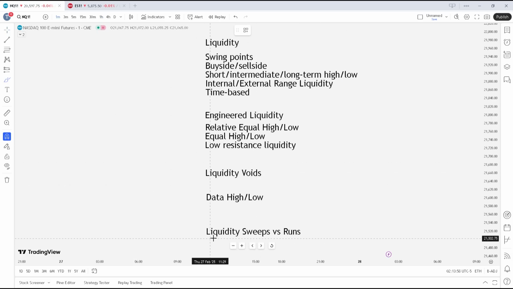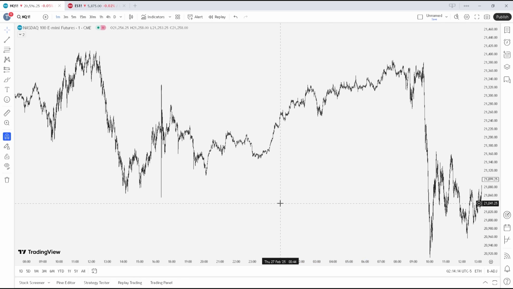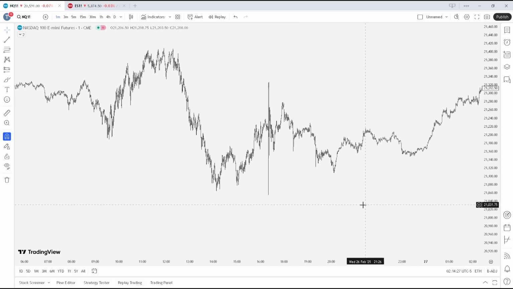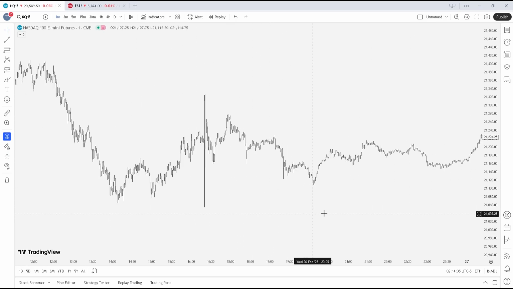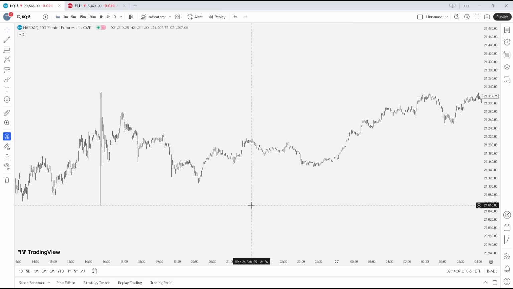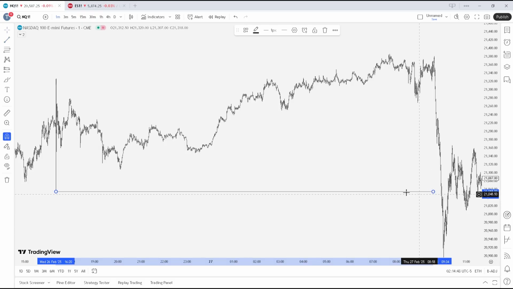All right, before we move on to liquidity sweeps and runs, I just wanted to mention data highs and lows, because these are also very important liquidity pools that you can use. Data highs and lows are basically if you have a high impact news event and it creates large wicks, the highs and lows of those wicks will be a very good and important liquidity pool. For example, what we had here is Nvidia earnings. Usually earnings don't affect the markets too much, but with how large Nvidia is, of course, it makes the market go crazy.